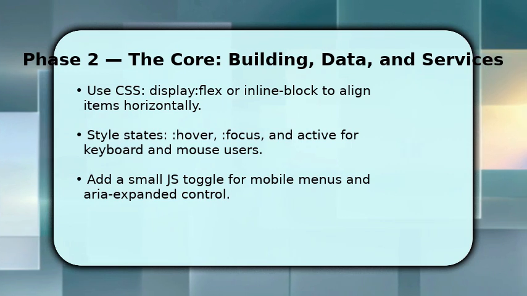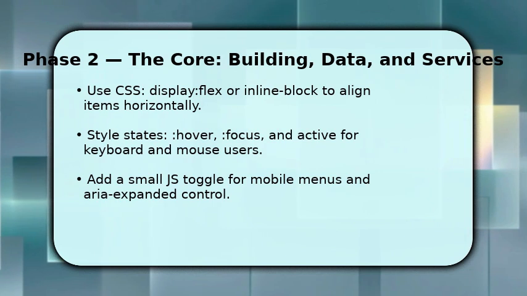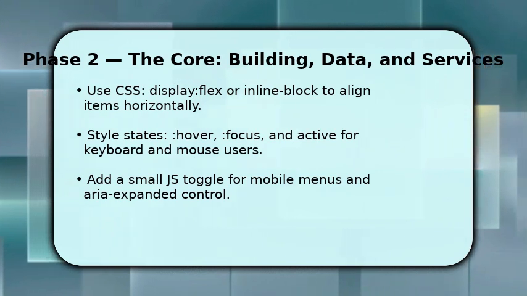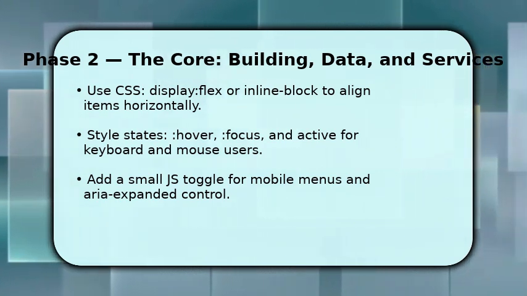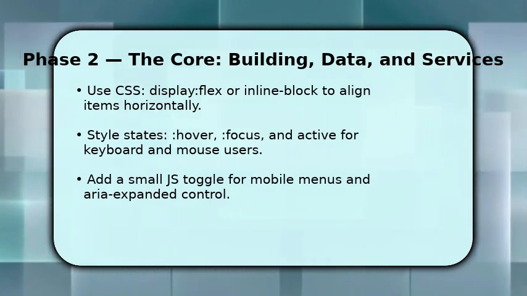Once done, add a concise JavaScript toggle to open/close mobile menus and update aria-expanded on the trigger. This keeps keyboard users and assistive tech in sync. Make sure transitions are subtle to avoid jarring motion.